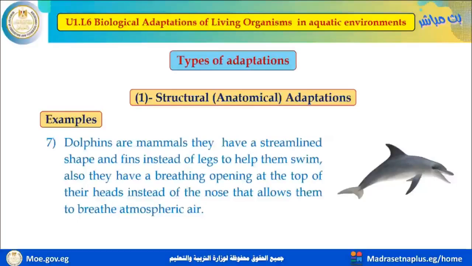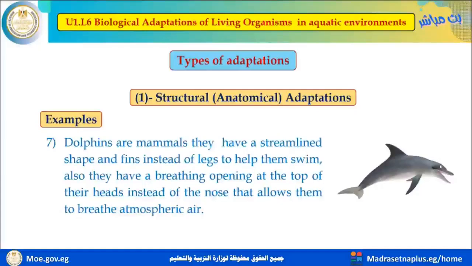Another example, dolphins are mammals. They have a streamlined shape and fins instead of legs to help them swim. Also, they have a breathing opening at the top of their heads instead of a nose that allows them to breathe atmospheric air. I think all of you have seen the dolphin before, okay?